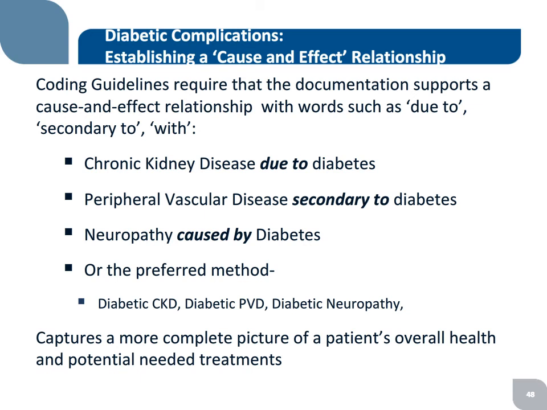And the only way we can code it as a relationship is if you say due to, caused by, secondary to, or the easiest way to do it is just say diabetic CKD, diabetic neuropathy, diabetic retinopathy. Less to type, less to write, very concise, very specific, and no auditor can question that you did make a causal relationship. Remember, if you say diabetes and neuropathy, we can't code that as a causal relationship. The word and does not make it. So be careful of that.